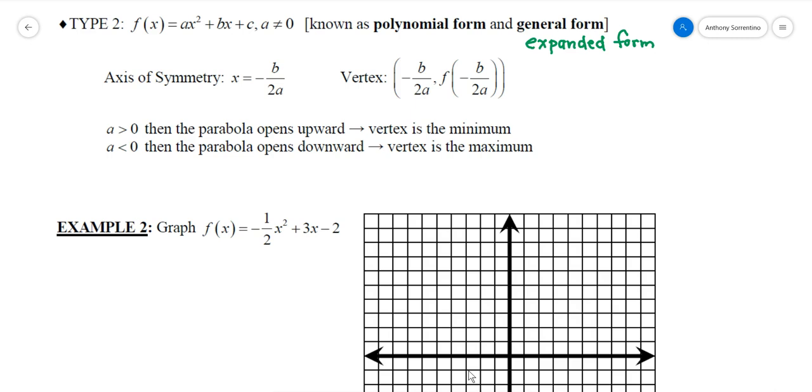Now, first of all, I still have an a value, which, if it's greater than 0, means it's opening upward and has a minimum. And if it's opening downward, a is less than 0, which means it's going to have a maximum. But the other thing that's different now is that a is just the number in front of the x squared. So I use that to judge what's going on here. The axis of symmetry I can calculate by using the formula -b over 2a. Notice that looks like part of the quadratic formula.